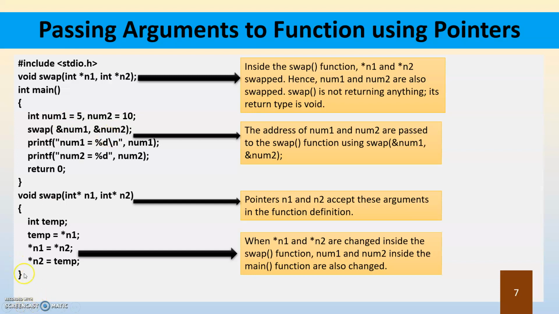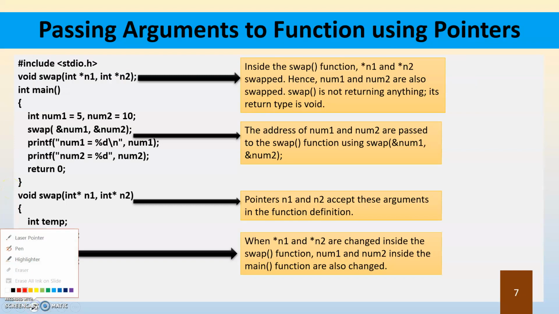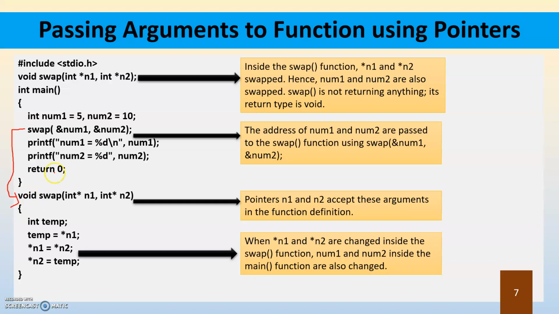Now from here he directly jumps here. When he gets this function call, he directly comes here. Now under the function definition we declare a temp variable. Temp equals star n1. Star n1 means the value at n1, which means the value at the address of number1 goes to temp.